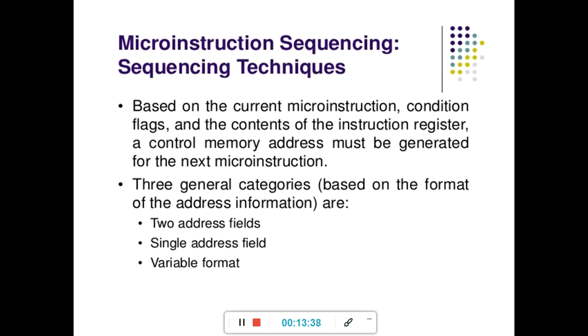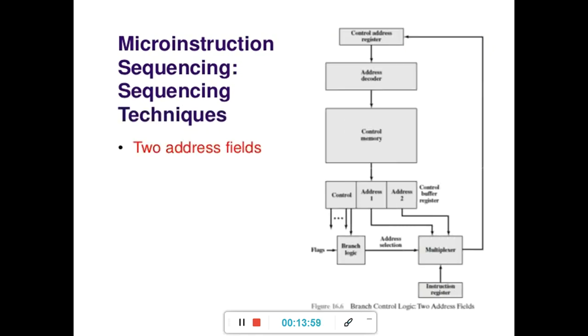Next, for microinstruction sequencing, some implementation techniques are to be discussed. There are three general categories for the format of the information: two address fields, single address field, and variable address format. First of all, we are going to see the two address fields. This is a schematic sketch you are going to be seeing.